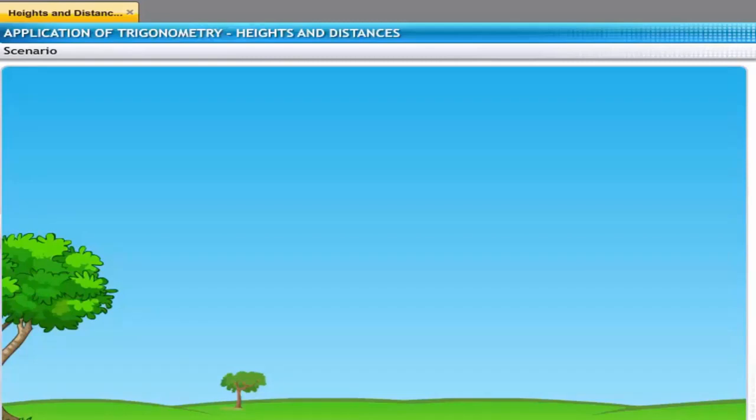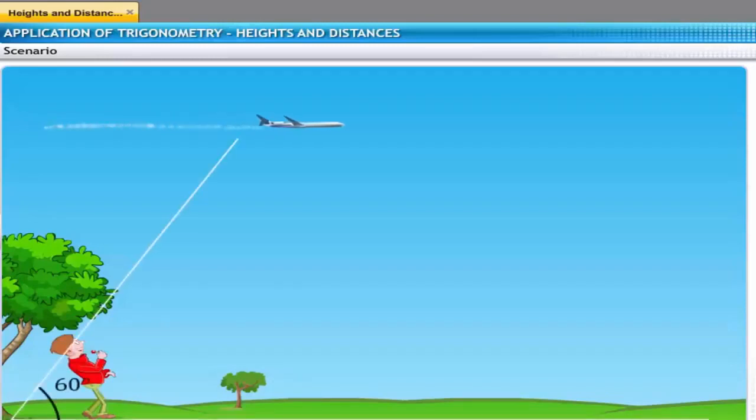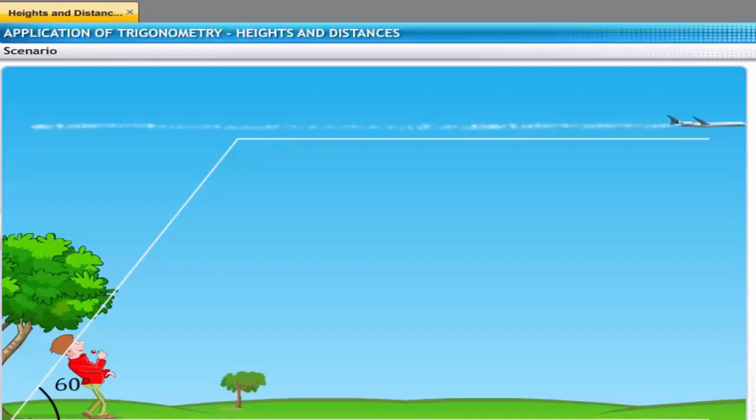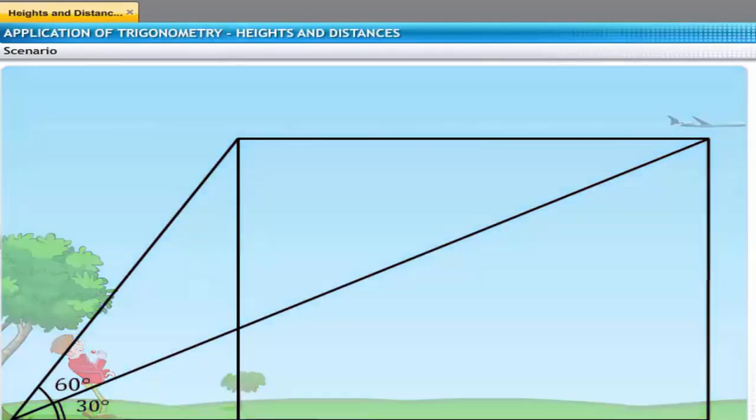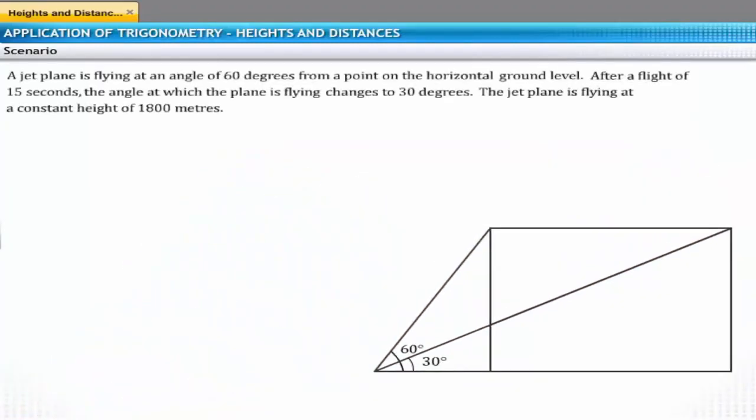Now, let's consider another example. A jet plane is flying at an angle of 60 degrees from a point on ground level, which is horizontal line. After a flight of 15 seconds, the angle at which the plane is flying changes to 30 degrees. The jet plane is flying at a constant height of 1,800 meters. Given this information, can we find the speed of the jet plane?